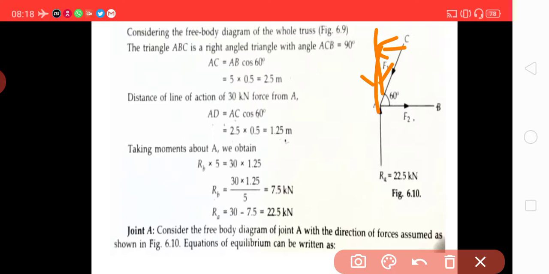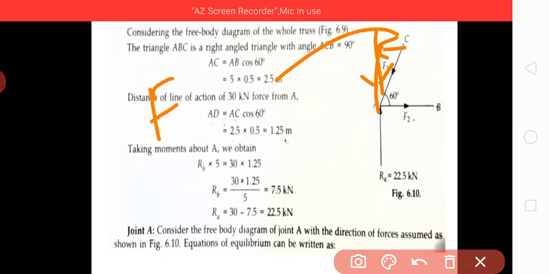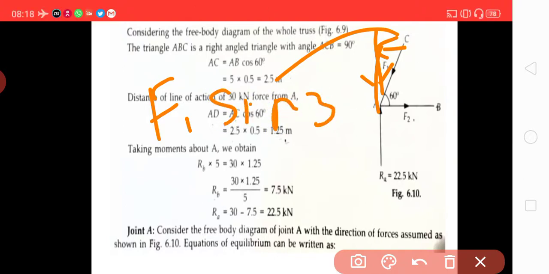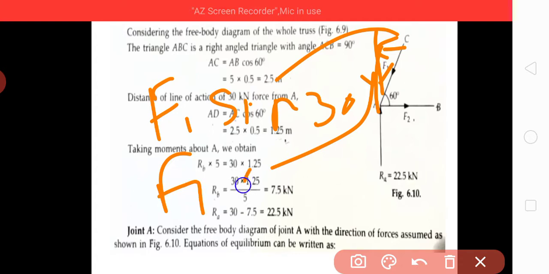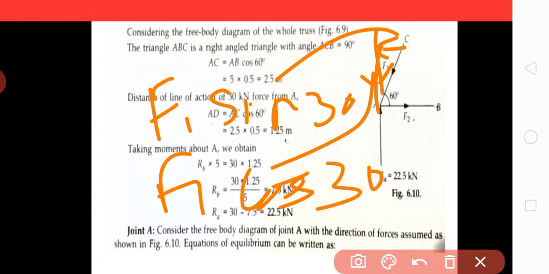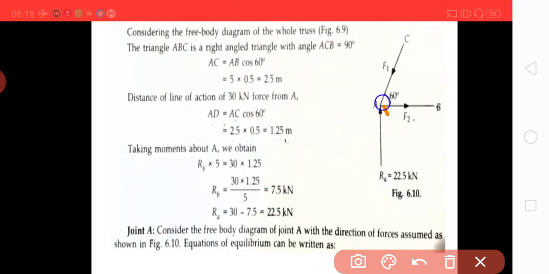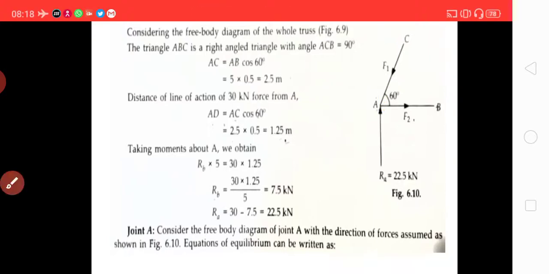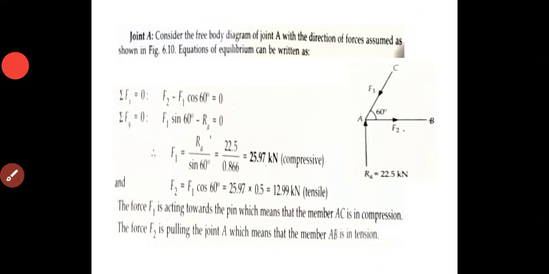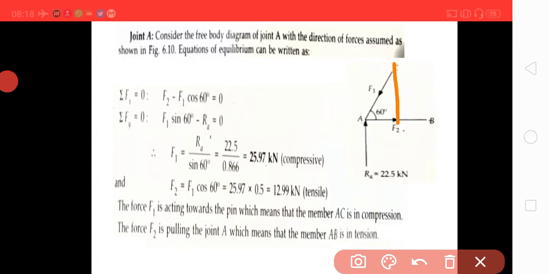This will be F1 sin 30 and this will be F1 cos 30, since this is angle 30 degree. Summation Fx equal to 0 means F2 minus F1 cos 60. He has resolved these forces like this in this problem. This is the vertical component and this is the horizontal component like this.